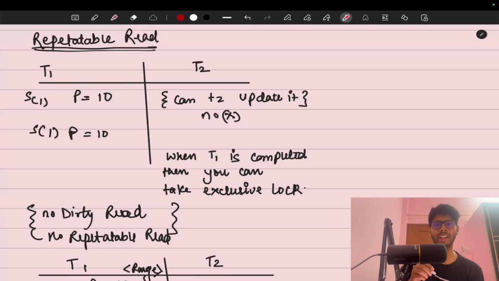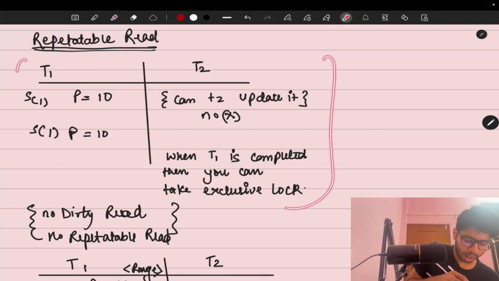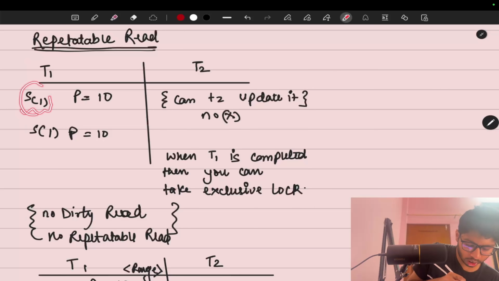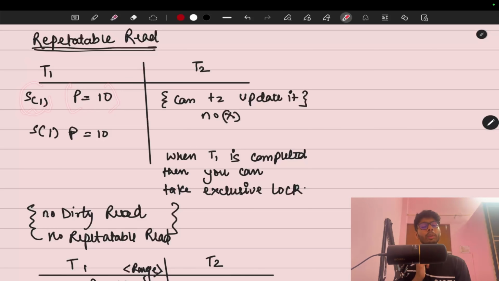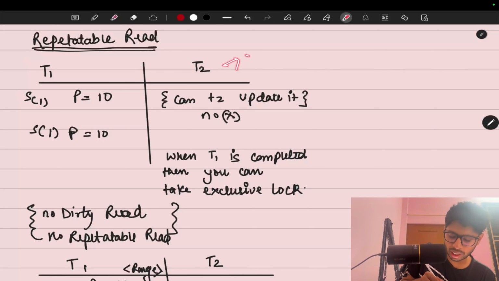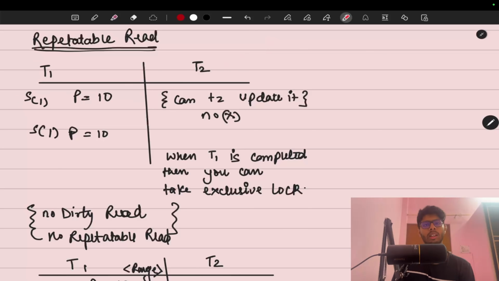So let's understand it with an example. I have drawn a diagram where two transactions are happening, T1 and T2. First of all, transaction T1 takes a shared lock on P equals to 10. What repeatable read was saying is that if I have taken a shared lock, no one can take an exclusive lock, no one can update the data. So can T2 perform any action on this particular data? If T2 is not going to perform any write operation on this row, then this row can never change. Hence we will never reach the problem of dirty read.